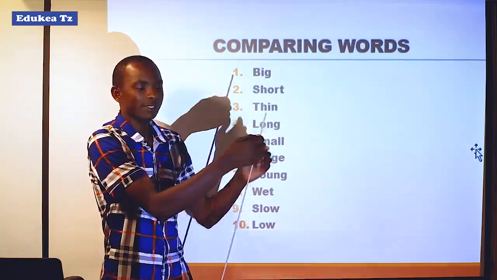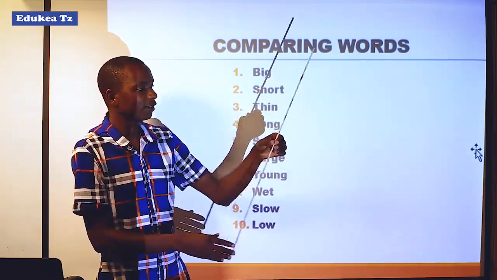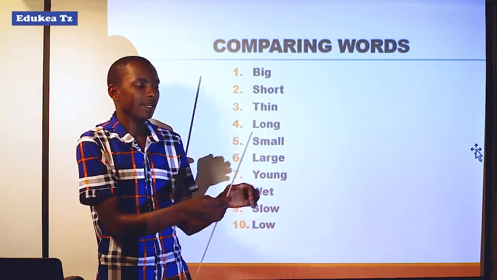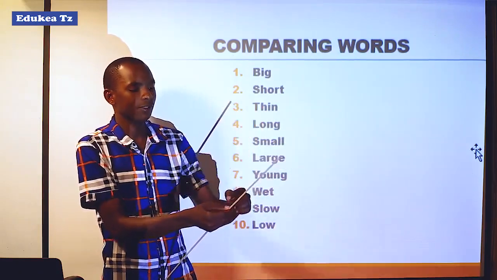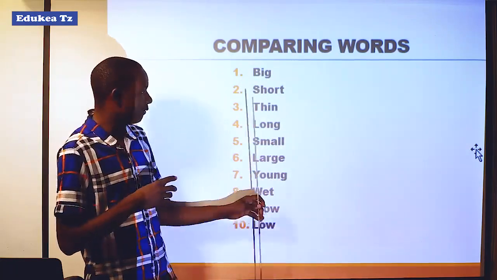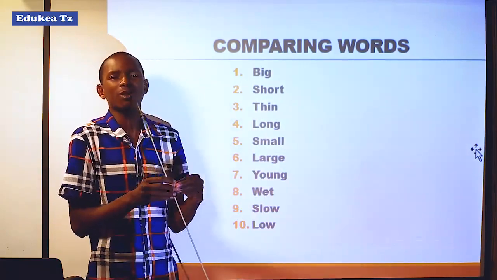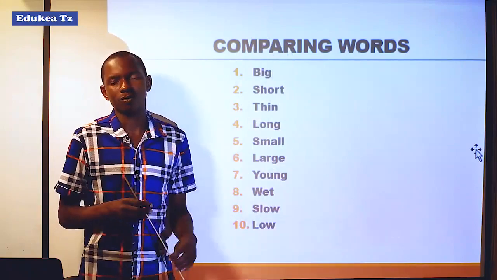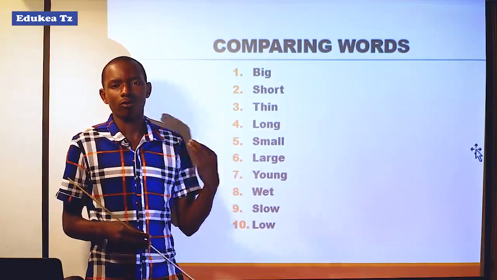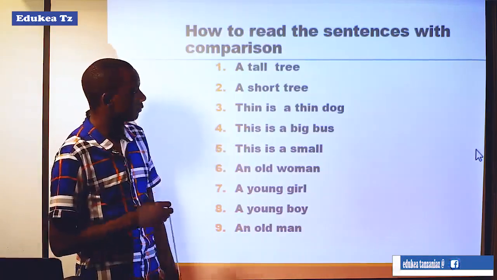Maybe it can be like this. If you compare the distance of this stick, and if I break this one down, the distance of this and the other one will be quite different, so that we can get a short one. Thin, it is very narrow. Narrow, in Kiswahili we call embamba. Tall, refu. Small, it is very small, if it is compared with another thing.